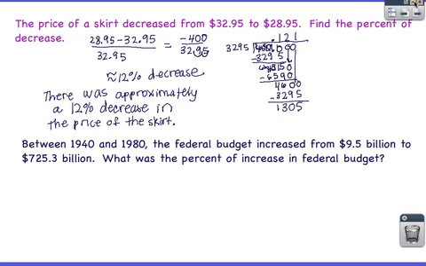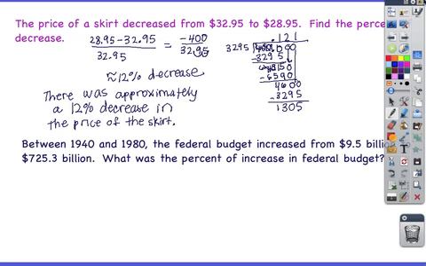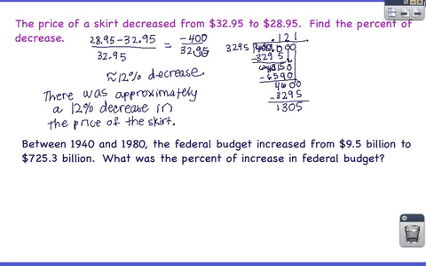Now, one way that you can always check your answers is to go back and see, well, what is a 12% decrease from our original cost? So for example, if I take my $32.95 and I multiply it by 0.12, which is 12% written as a decimal, that would give me 12% of 32.95. So let's try this out and see what happens.